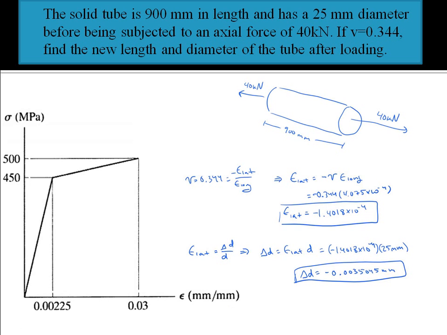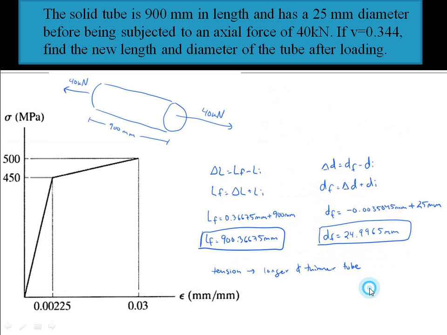And then once I found E latitude, I know that E latitude equals delta D over D, so that way I can find delta D. So I did the initial diameter times E latitude that I just found, and I got my change in diameter to be negative 0.0035045.